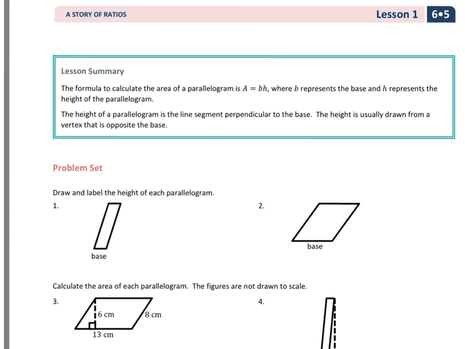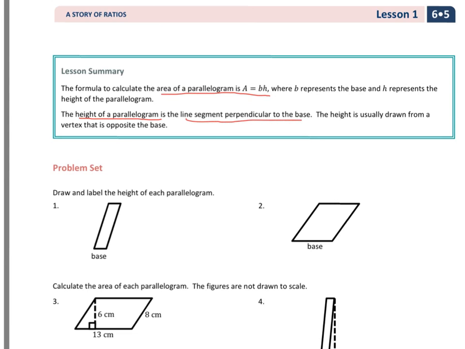Now the lesson summary talks about the formula that we're going to need here to find the area of a parallelogram, which is A equals BH, or area equals base times height. Now the big thing that we have to keep in mind is where the height is for the parallelogram, and it's a line segment perpendicular to the base.